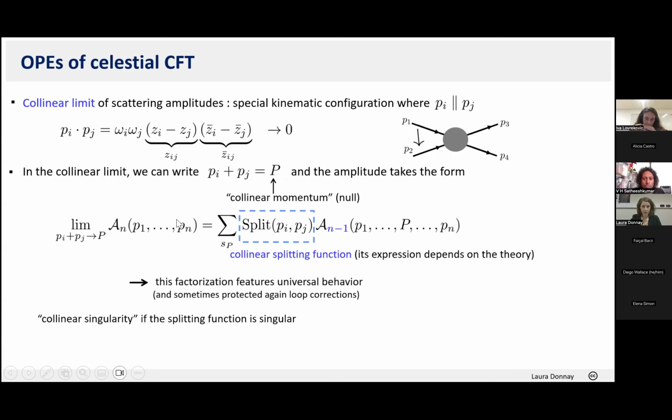And there are some nice properties of amplitudes when you take this collinear limit. So when you take p_i and p_j to be collinear to this, let's call it big P, okay?